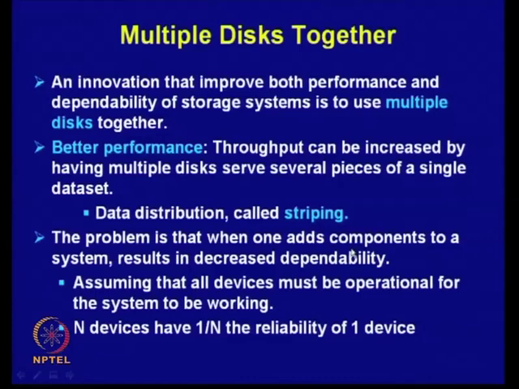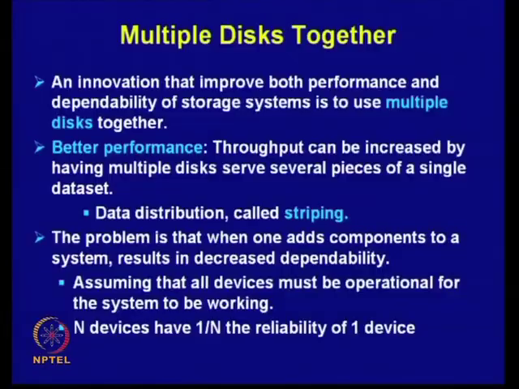So, the problem is that when one adds components to a system, it results in decreased dependability. As you know, whenever the number of components increases, say instead of one component you have n components, obviously the possibility of failure of one of the n components increases. So, reliability in that way decreases. However, this is based on the assumption that all devices must be operational for the system to be working. Only then does reliability decrease, becoming 1 by n of the reliability of one device, when we have n devices. However, we do not use the multiple disks in this manner, as we shall see.